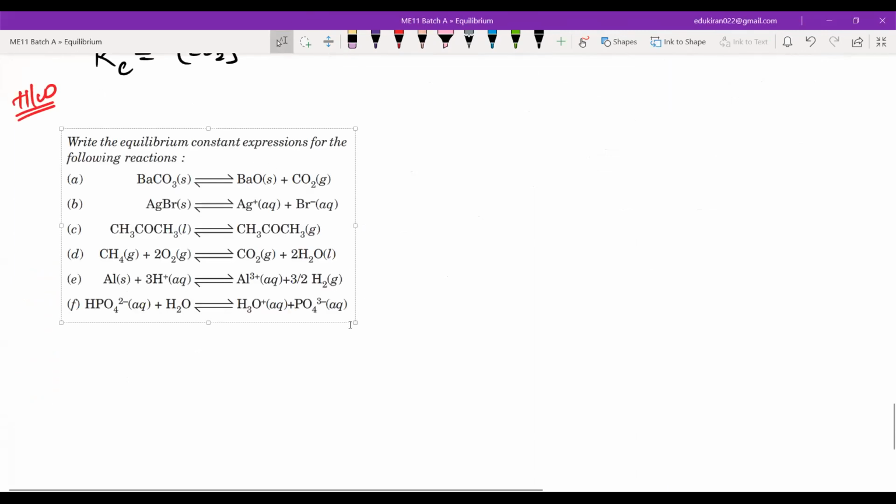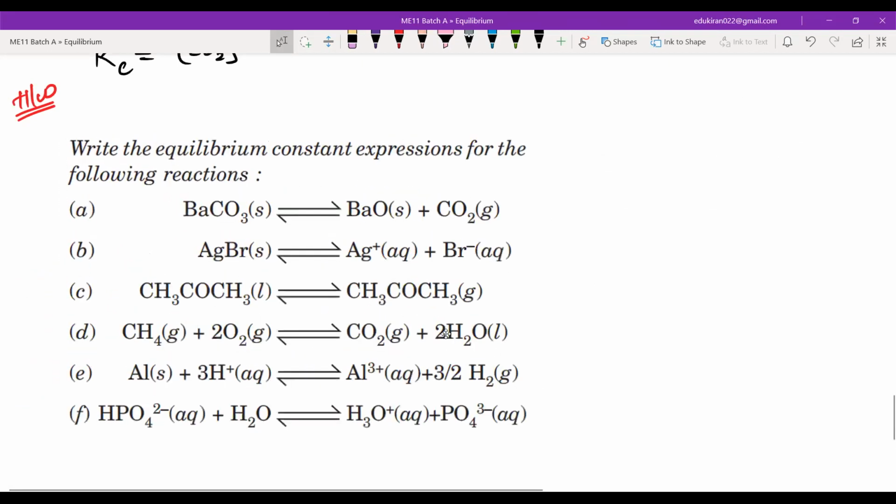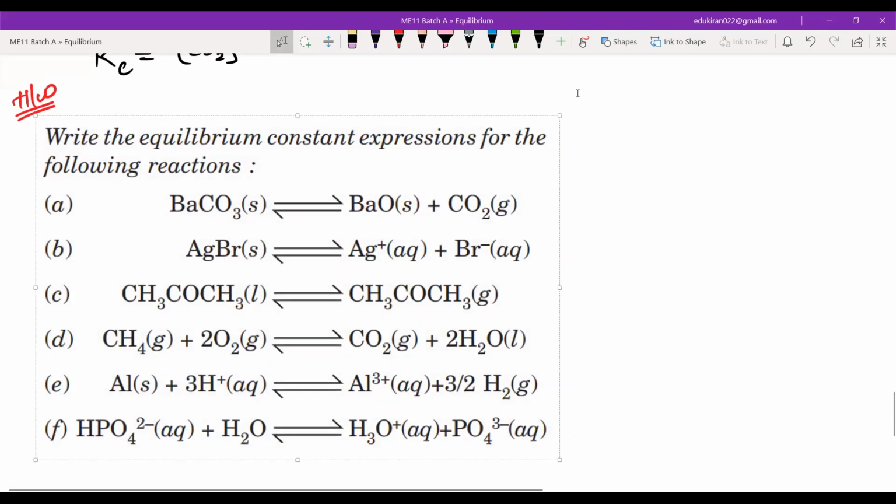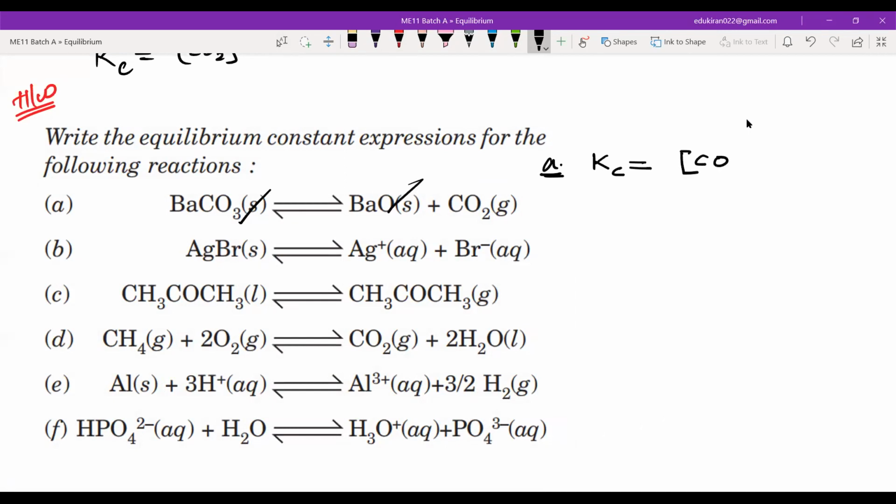Okay, so you have some expressions here, chemical reactions. Just take a screenshot. This will be uploaded for the assignment, but also take a screenshot. You have to write the Kc as we did in the last class. For example, for the A case, the Kc will be equal to, this solid you don't have to consider, so you will just write the concentration of CO2.